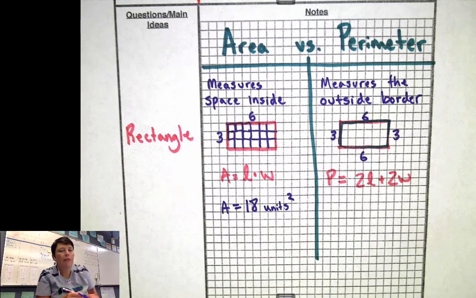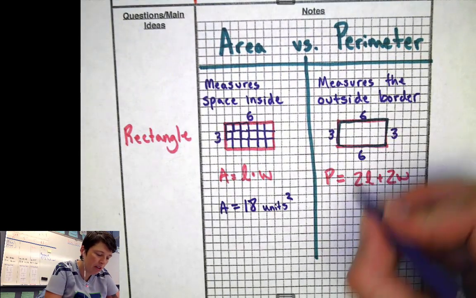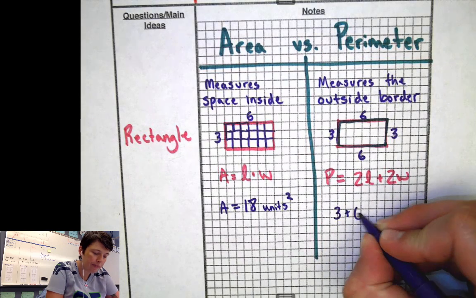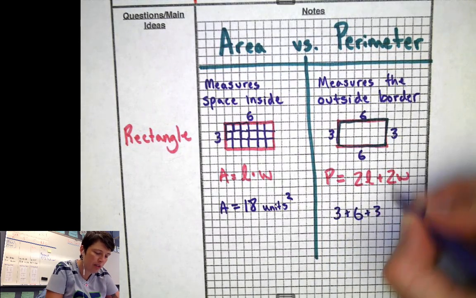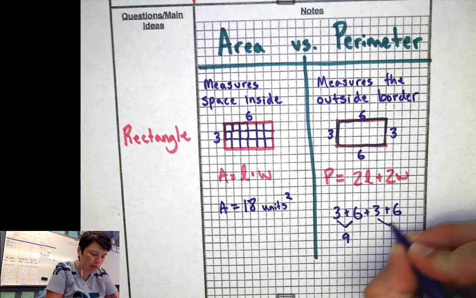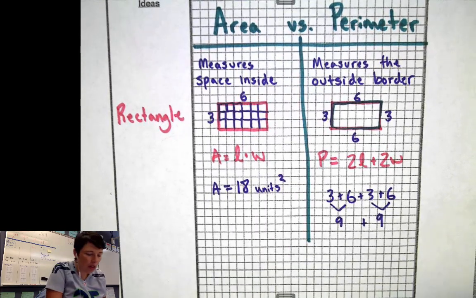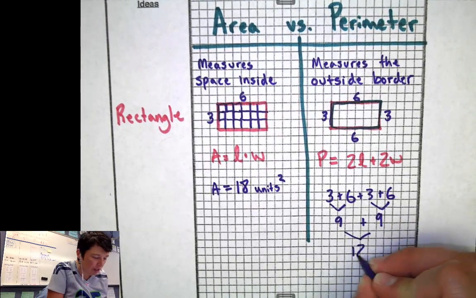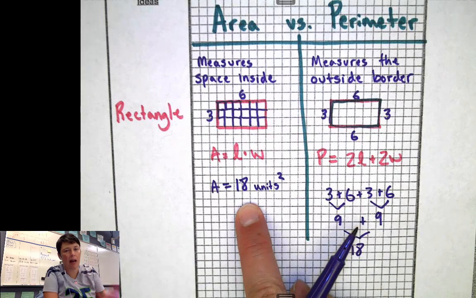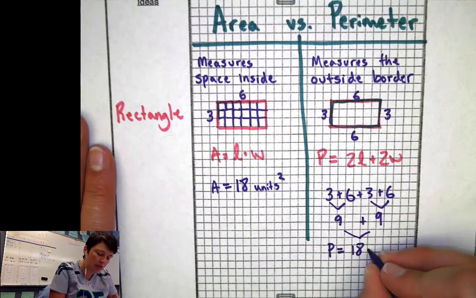And really, I don't even have to worry about the formula. I just go around the outside edge and I'm like, okay, 3 plus the 6 plus the 3 plus the 6. And add that up. Let's see, 3 plus 6 is 9, so both of these would be 9. And 9 plus 9, oh how ironic, is 18. So we ended up getting the same answer as we did over here, but that's not going to happen very often. This was kind of a rare case. So our perimeter equals 18 units.